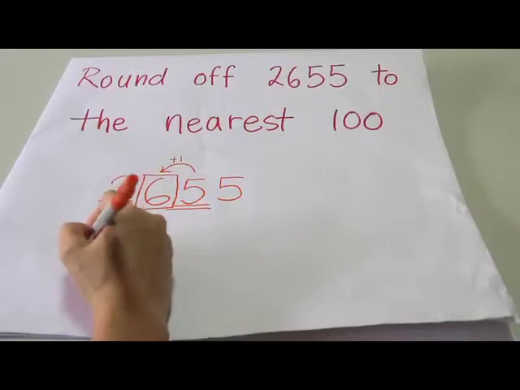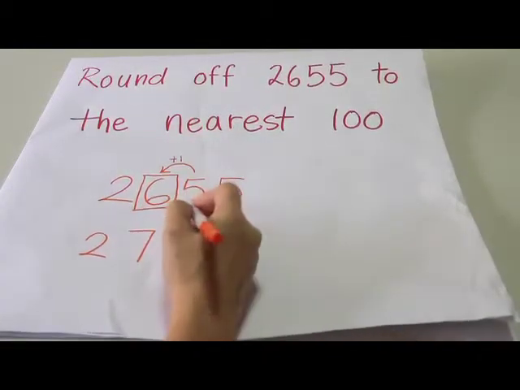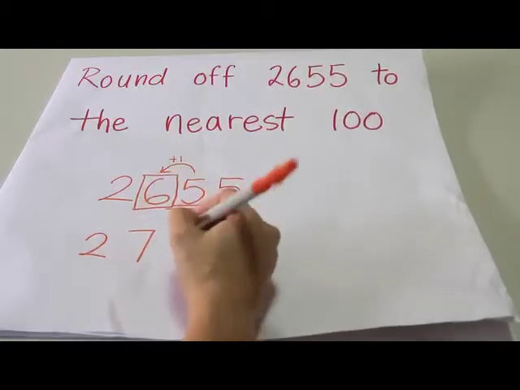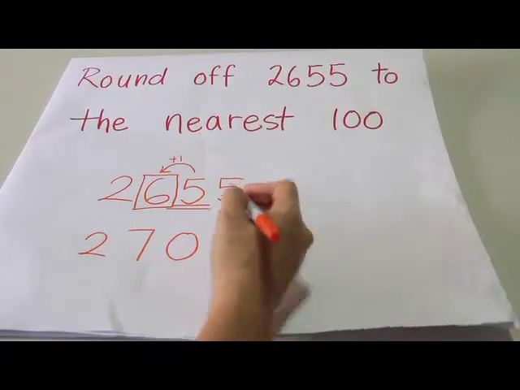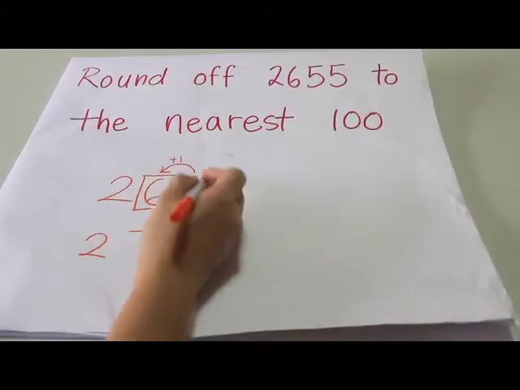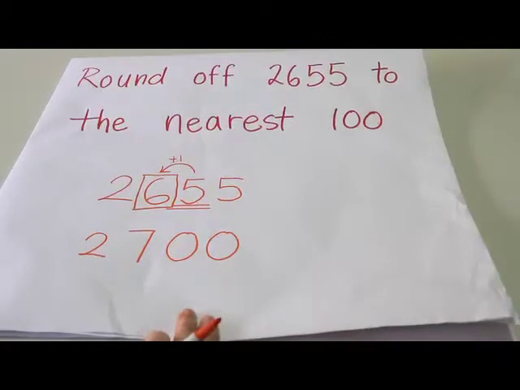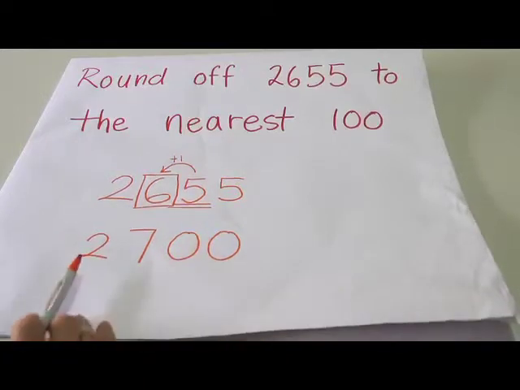Then what do we have now? We will have 2,000. 6 plus 1 will be 7. Is there anybody standing outside the house now since this person has been invited in? No, so it will be 0. And the person that is standing right behind cannot come into the house now because it is a very small house. We can only invite one person in. So this digit will become 0 as well. So round off 2,655 to the nearest 100 will be equals to 2,700.